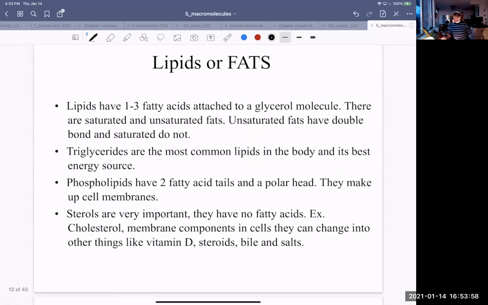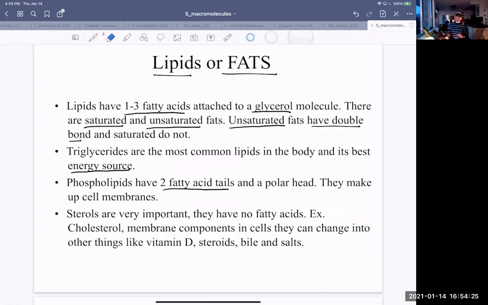Lipids, fats. Lipids have 1 to 3 fatty acids attached to glycerol. There are saturated fats, there are unsaturated fats. The difference is that the unsaturated fats have double bonds. Triglycerides are the most common lipids, best energy source. Phospholipids have 2 fatty acid tails and a polar head. They make up our cell membranes.